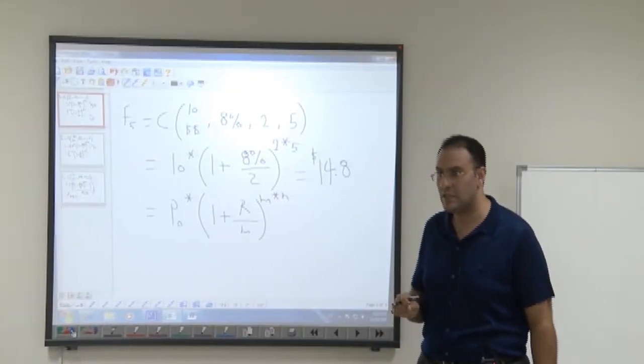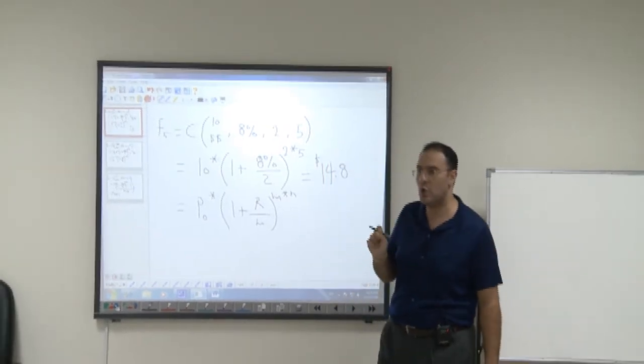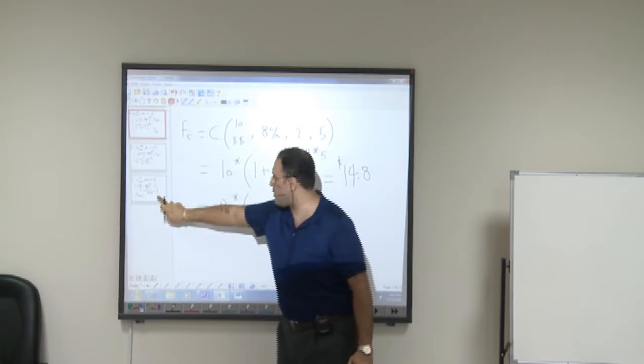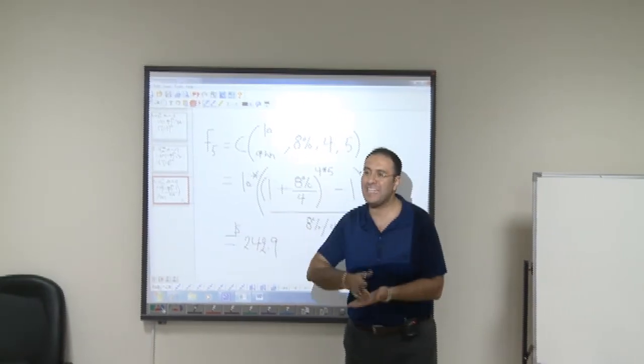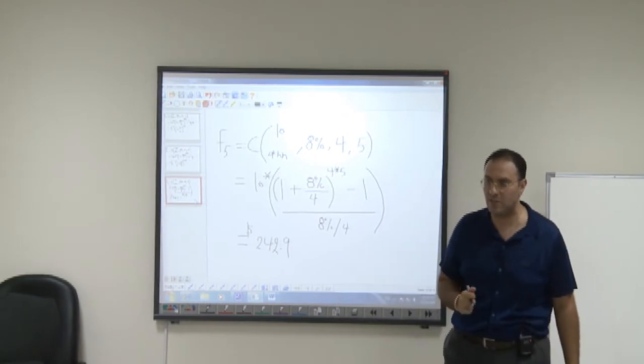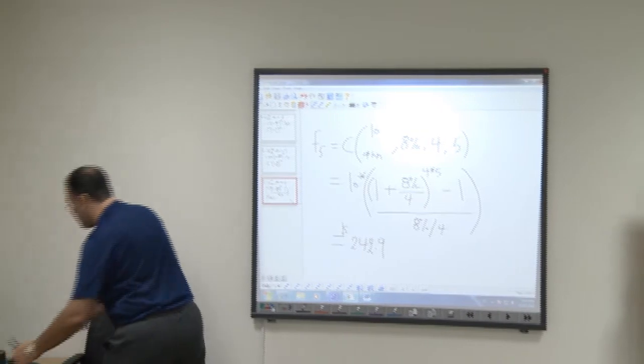So in the first problem, we were compounding a single sum, a one-time amount of $10. In the third problem, we are compounding $10 every 3 months over the course of 5 years. I hope this is clear. All right, let's go ahead and see the fourth problem.